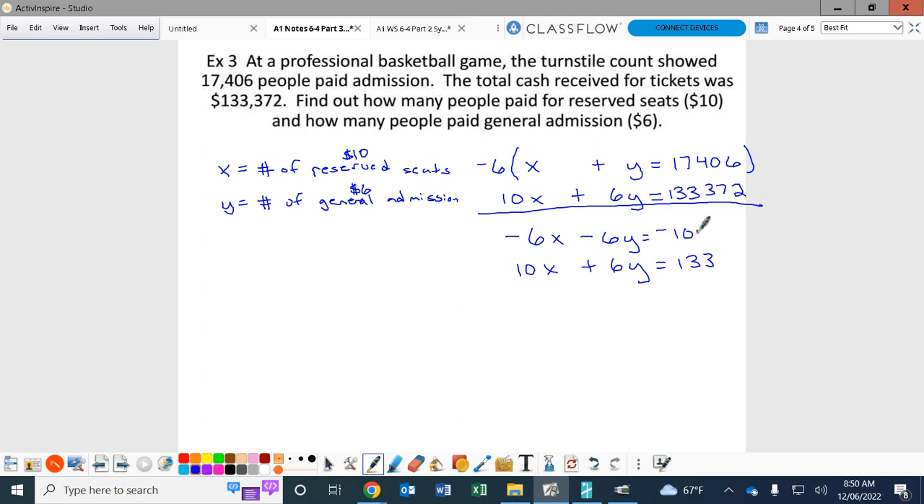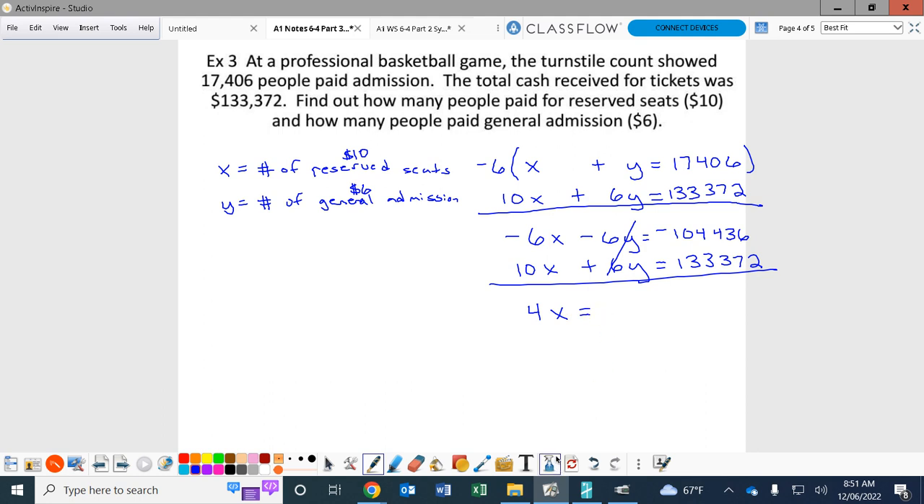$104,436. There we go. Did y'all get negative 104,436? I just want to confirm the numbers are the same. Okay? So that means your Y's are going to cancel out. Your X's are going to combine. A negative 6 and a positive 10 is going to give you 4X equals.